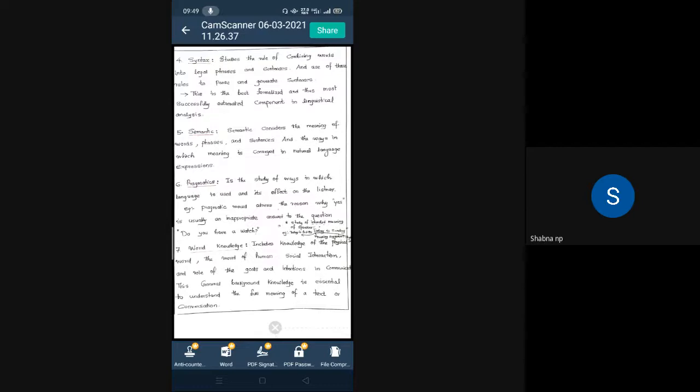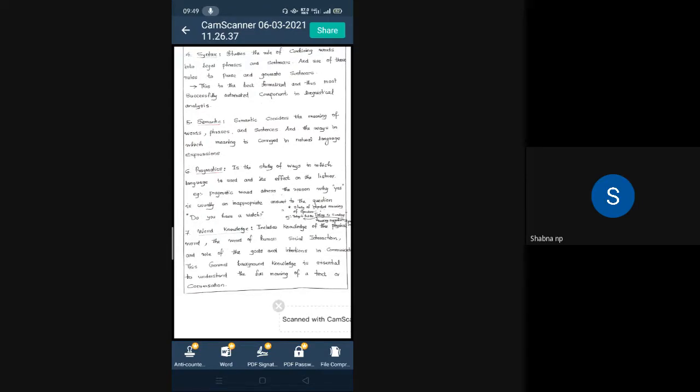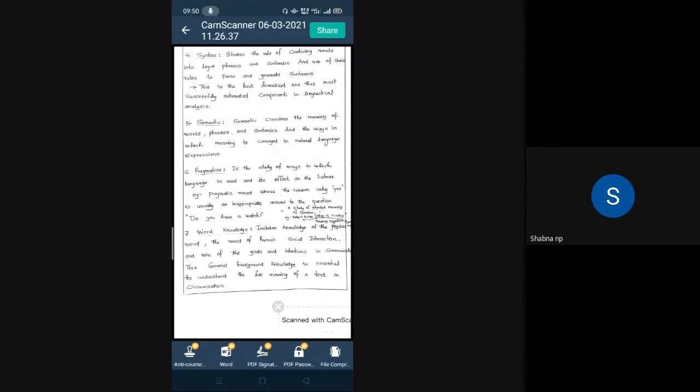And the last one is world knowledge. What is meant by world knowledge? It includes the knowledge of the physical objects in the world, the world of human social interaction, and all of the goals and intentions in communication. This general background knowledge is essential to understand the full meaning of a text or conversation. So the last type of analysis is world knowledge analysis.